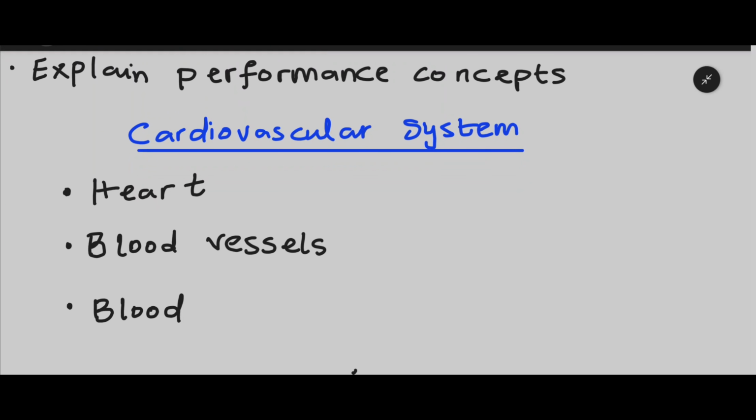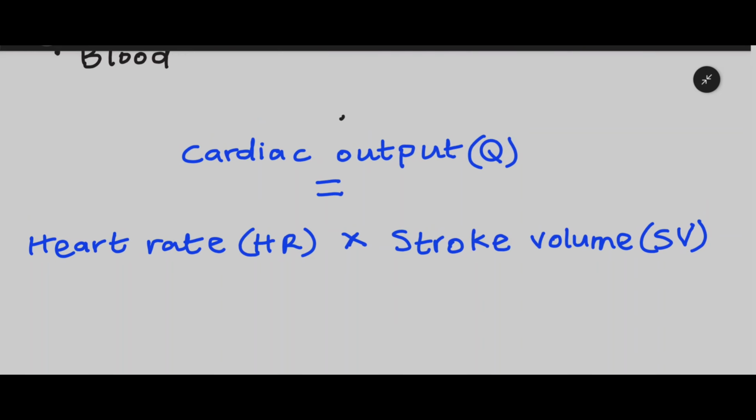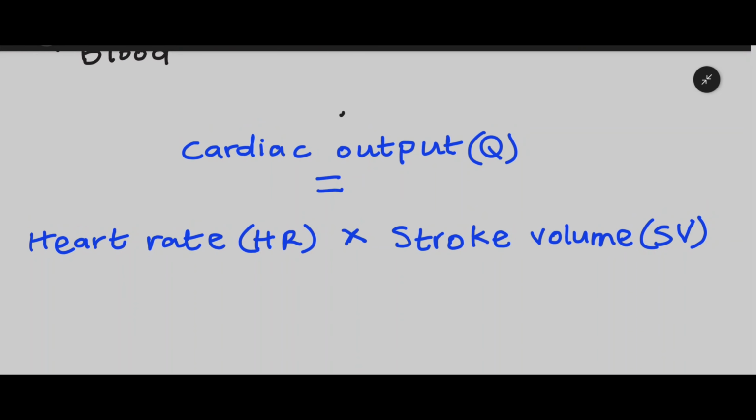A key equation we need to know when it comes to exercise is the cardiac output equation. Cardiac output is equal to heart rate times stroke volume. Cardiac output being the volume, the amount of blood that is pumped from the heart per minute. Heart rate being the number of times the heart beats per minute, and stroke volume being the amount of blood pumped from the heart per beat.